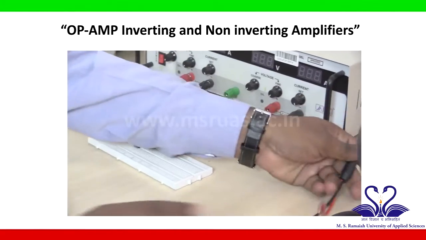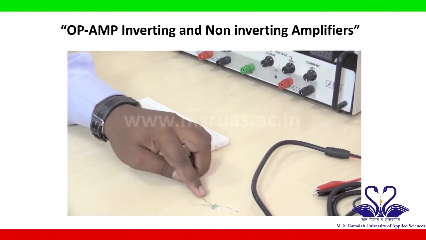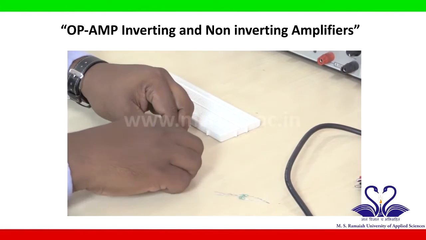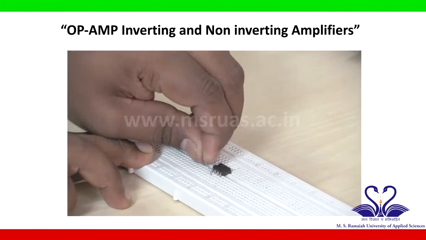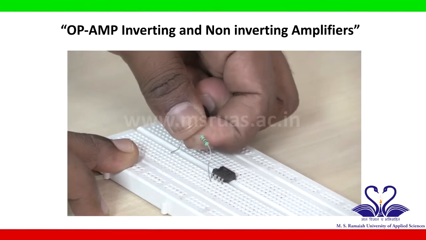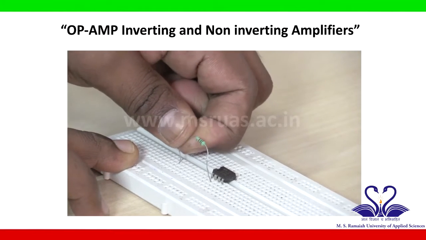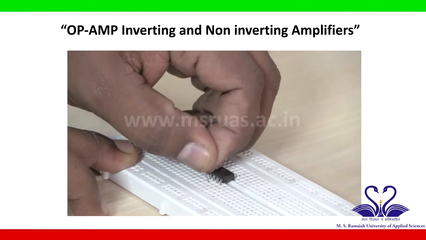resistor 1K. So take a 1 kilo ohm resistor. This is a 1 kilo ohm resistor which is connected to pin number 2, and another end of the 1 kilo ohm resistor is connected to input voltage V in.